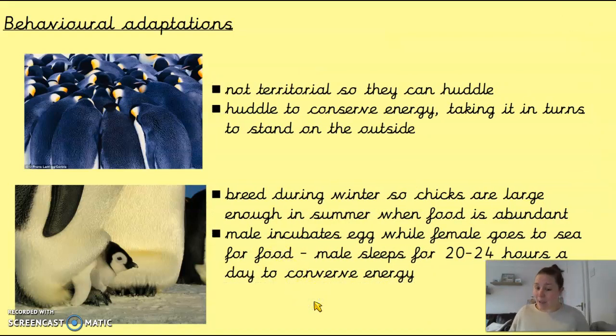And the male sleeps for 20 to 24 hours a day. So he's there and he's incubating the egg, but he sleeps most of the day so that he's not wasting up his energy moving about. So that's another behavioural adaptation.